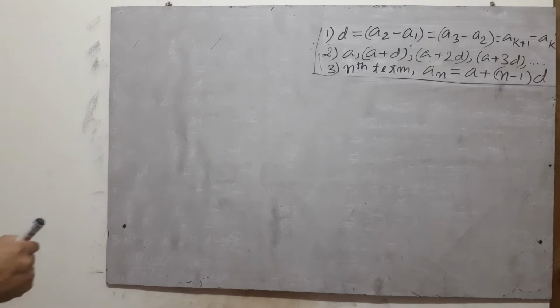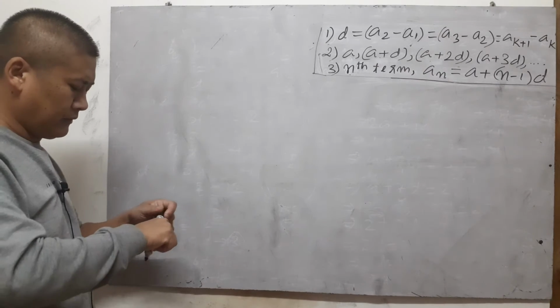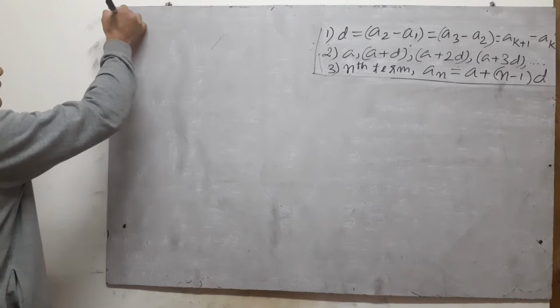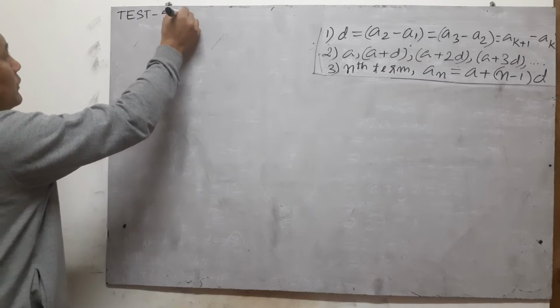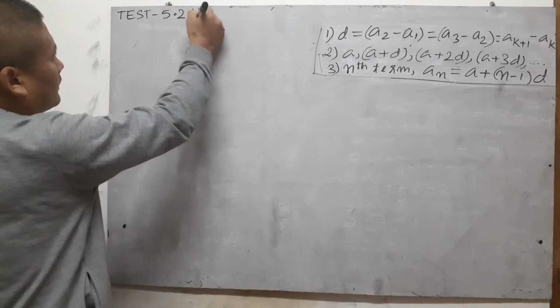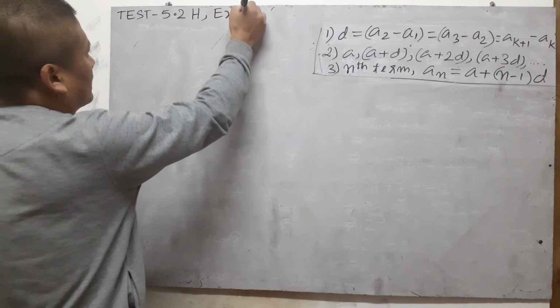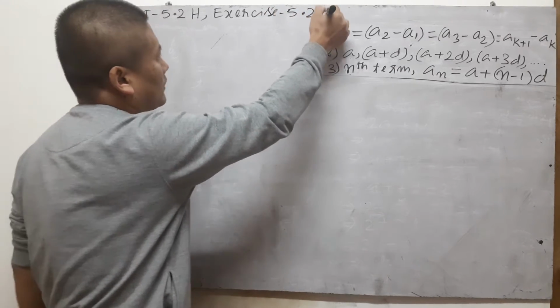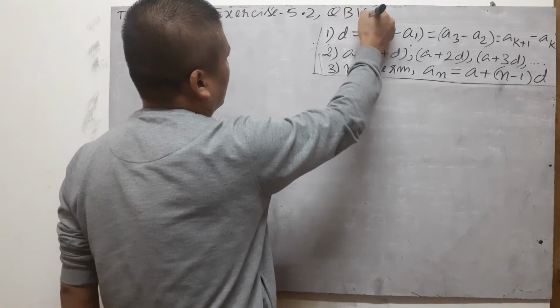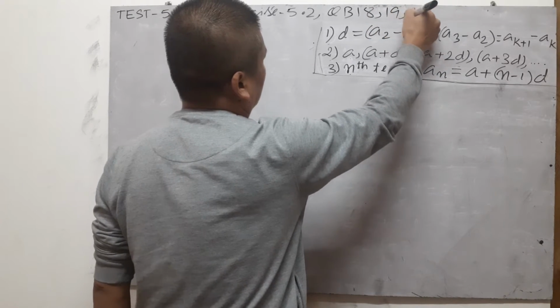Okay, so the next test, you follow me. Okay, write it down. It will be your test 5.2H, I think, under your exercise 5.2, and these questions B18, 19 and 20.